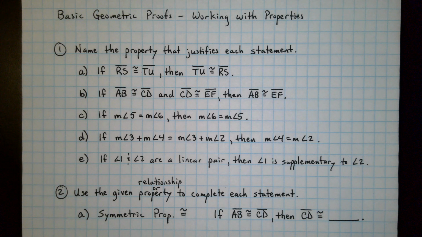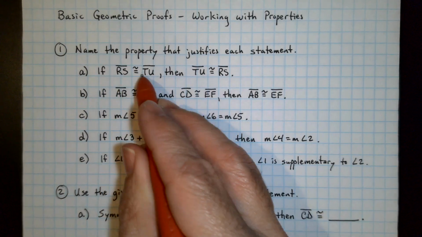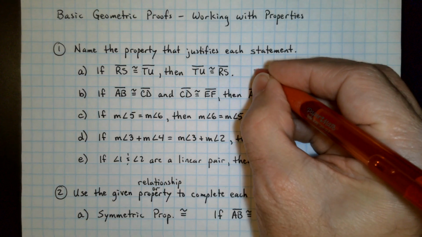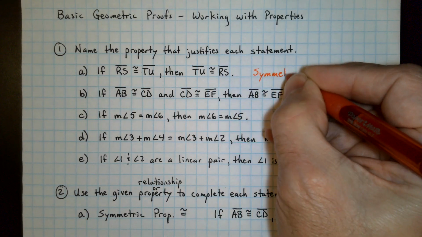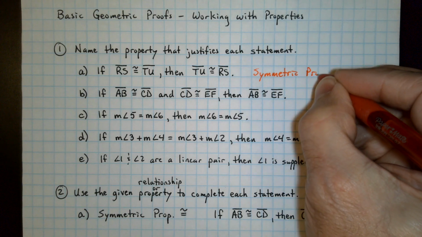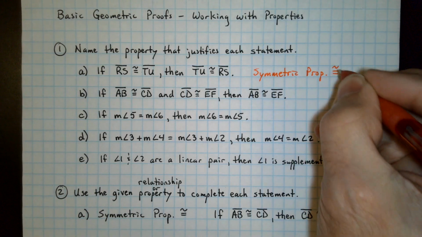In the first problem, we're going to be naming the property or definition or theorem that justifies each statement. And we can build off of what we know about algebraic proofs in order to help us here. The symmetric property allows you to switch sides of an equation and rewrite it with the second thing first instead. That's true with congruence as well. So right here we have these things switching sides. So this is the symmetric property, but this time it is congruence. And I'll abbreviate it like that.